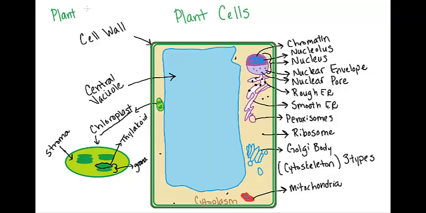Now, on this list, there are 3 organelles that are unique to plant cells. They are found in plant cells only. These are the cell wall, the central vacuole, and the chloroplast. The organelles that are found in both animal and plant cells are much more numerous and are found on the right-hand side of this list.